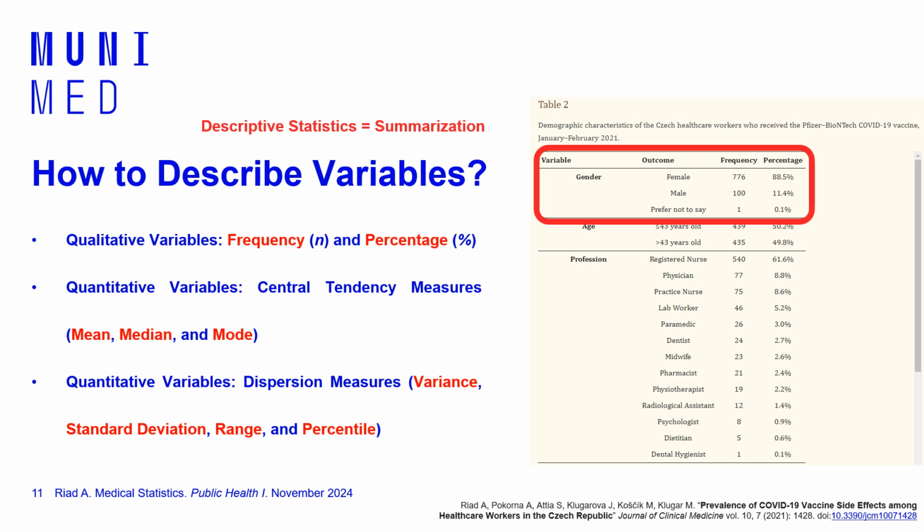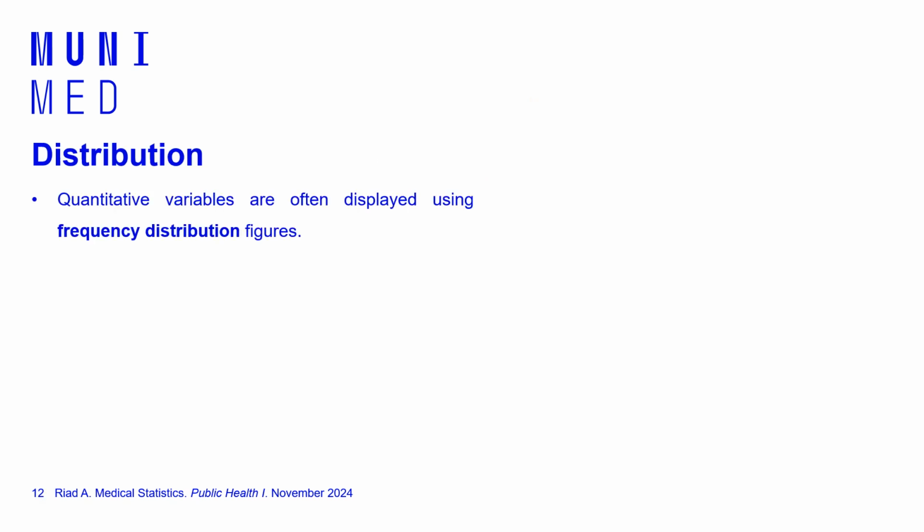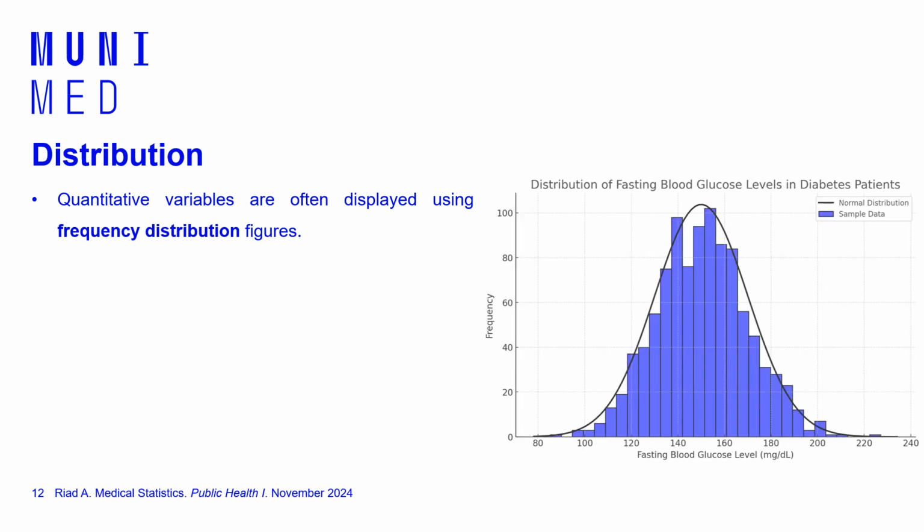Also, if you have quantitative variables, you have two concepts to be used, either central tendency or dispersion. And very soon we will learn the measures of central tendency, which are mean, median, mode, and the measures of dispersion, which are variance, standard deviation, range, and percentile. So let's think about quantitative variables. Quantitative variables are often displayed using frequency distribution figures. This is, for example, a frequency distribution figure.